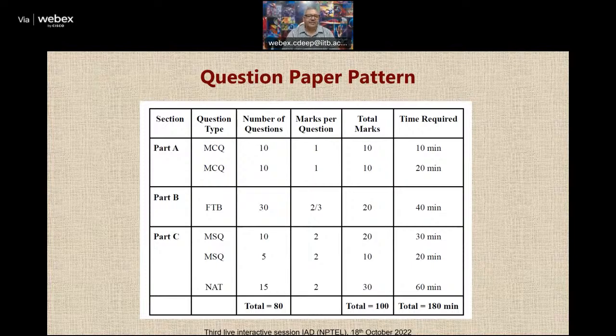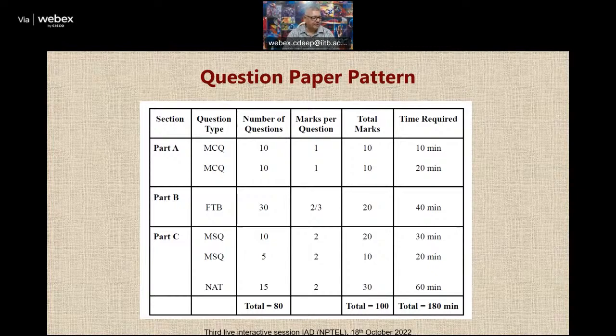After that, we go to part B. In part B, earlier we used to give a crossword, but there are some operational difficulties in giving you a hard copy of the crossword, without which it is very difficult to solve a crossword. So therefore, this year we have made a change.